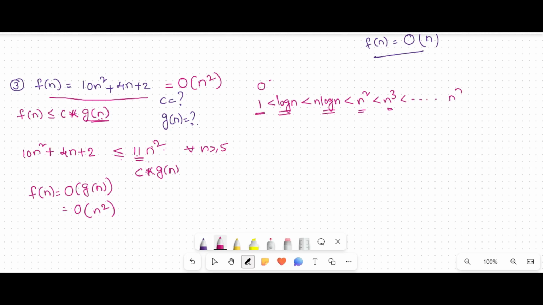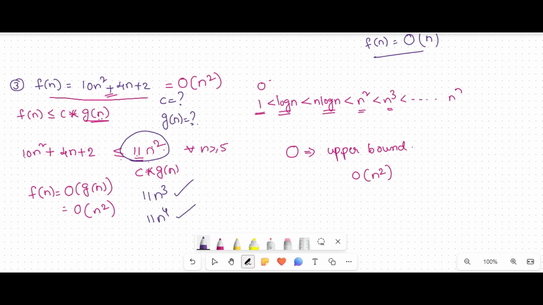Okay, so now what is this big O notation? Big O notation is saying the upper bound of the given function. That means consider this example. For that we got upper bound as order of n square. You may get a doubt like, madam, why should we take this 11n square? Can't we take 11n cube? Yeah, you can take. Can't we take 11n power 4? Yeah, you can take. That means upper bound order of n cube is also true.